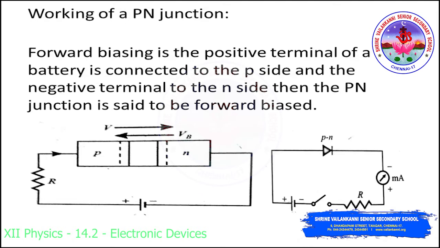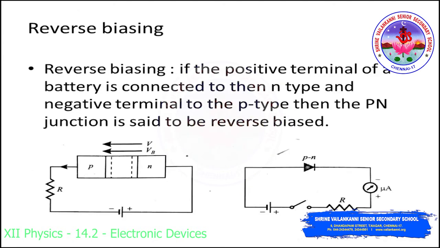So the current increases with the increase in the applied voltage. That way only the forward bias is working. The reverse bias, we can see, is nothing but when the positive terminal of the battery is connected to the N side and the negative terminal to the P side, right? Positive battery to N side, negative terminal to P side. So that we can say is the PN junction in reverse bias.